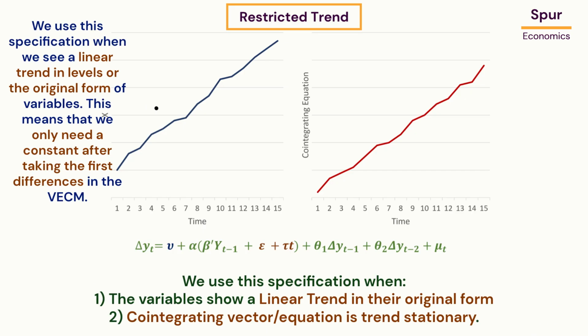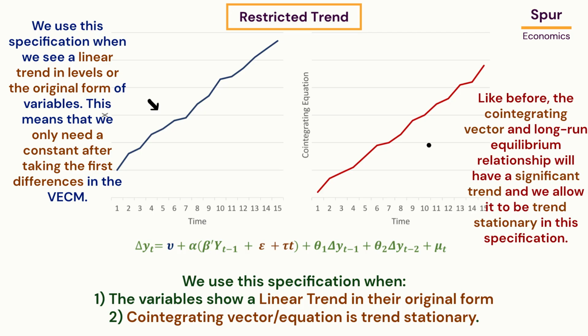We use this specification when we see a linear trend in levels or the original form of variables. This means that we only need a constant after taking the first differences in the VECM. Like before, the cointegrating vector and long-run equilibrium relationship will have a significant trend and we allow it to be trend stationary in this specification.